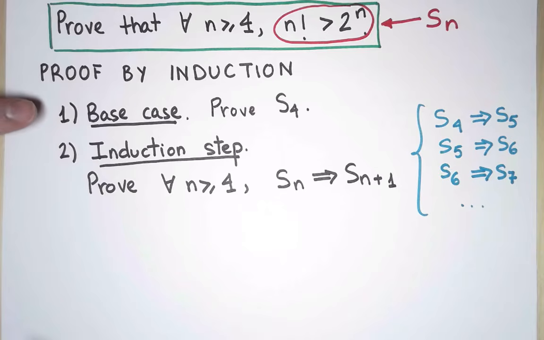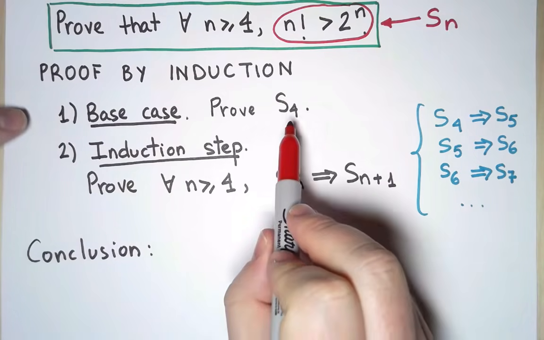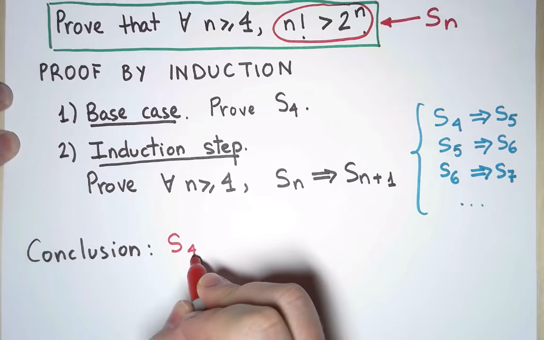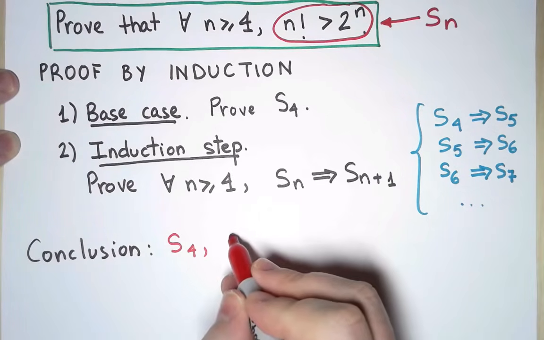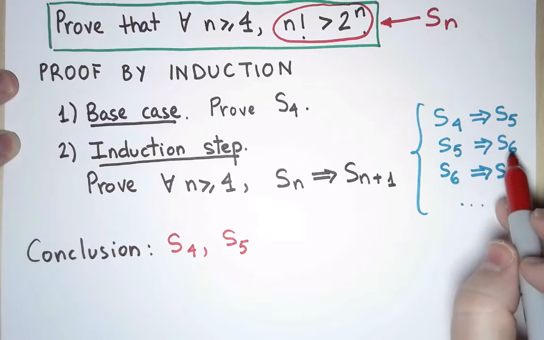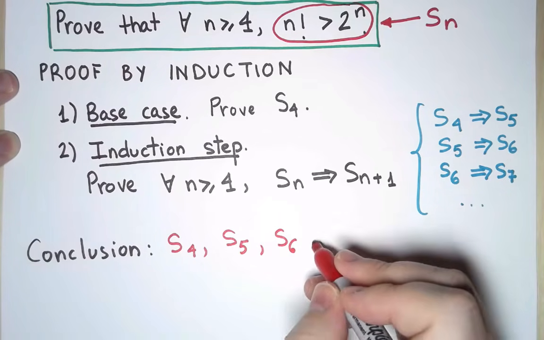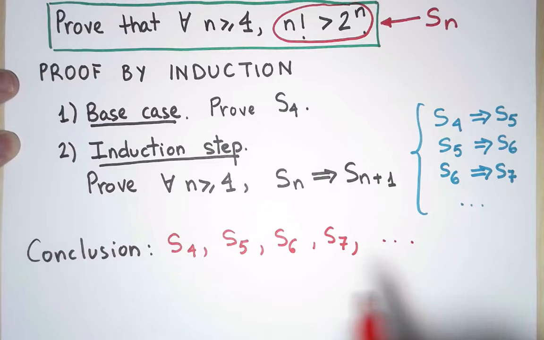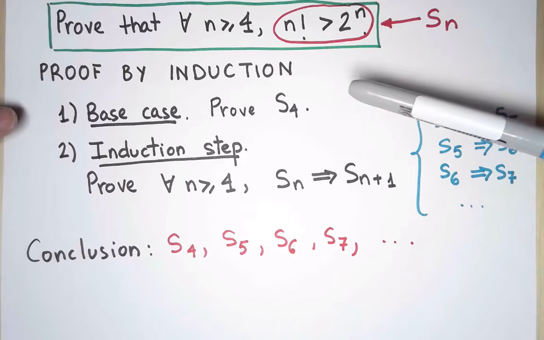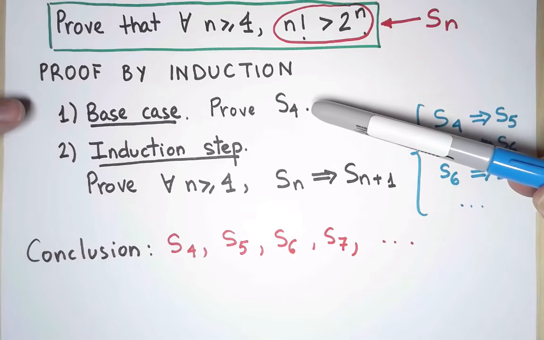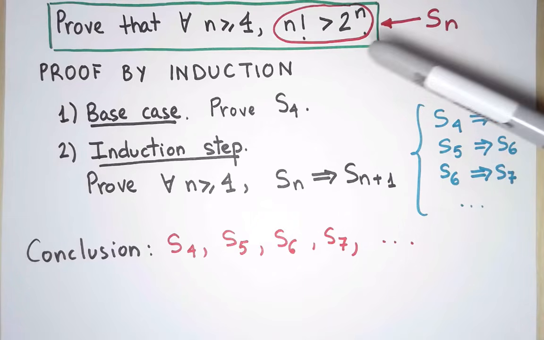However, when I prove both the base case and the induction step, what can I conclude? Well, because I've proven the base case, I know S4 is true. And then, because I've proven the induction step, I know that S4 implies S5, so S5 is also true. I know S5 implies S6, so I know S6 is also true. I know S6 implies S7, so I know S7 is also true, and so on, and I will have proven the statement for all values of n, as I wanted. To summarize once more, I prove the statement for one value of n, that's it, and then I prove a bunch of implications, and the two things together are enough to conclude the statement is true for all values of n.